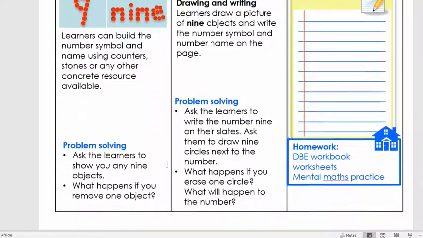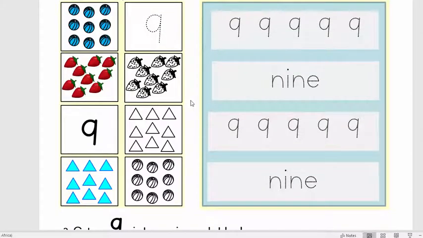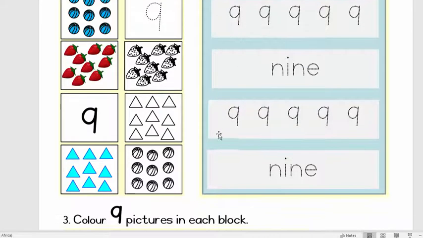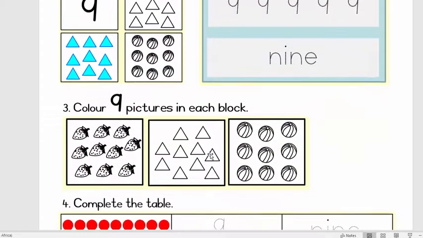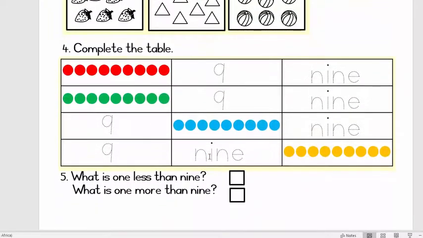So let's go to the worksheet. Here again, you can do the SATeacher worksheet or the DBE worksheet. You already worked with this. You already completed this with their fingers. Now they're going to do it with a pencil. They're going to color in 9 pictures, and then they're going to complete the rest of the worksheet.